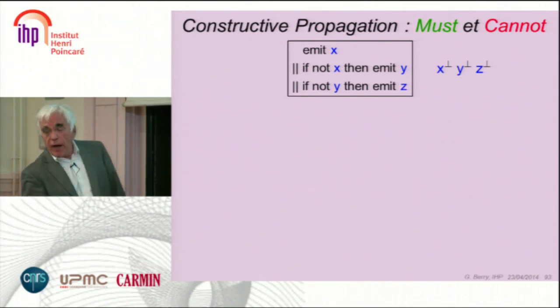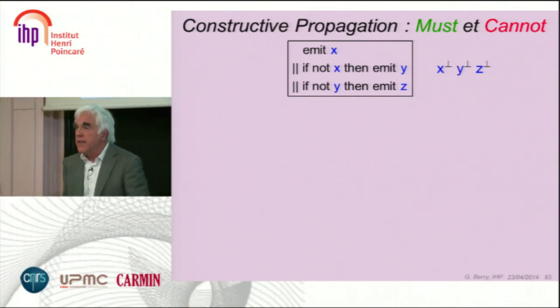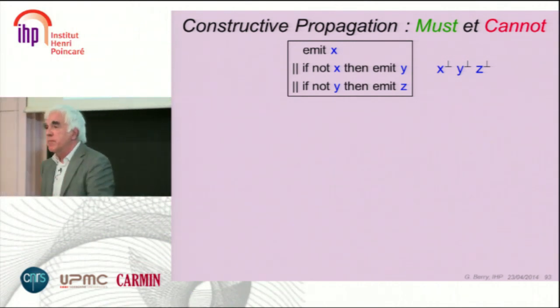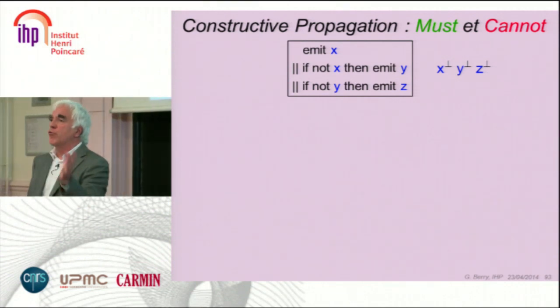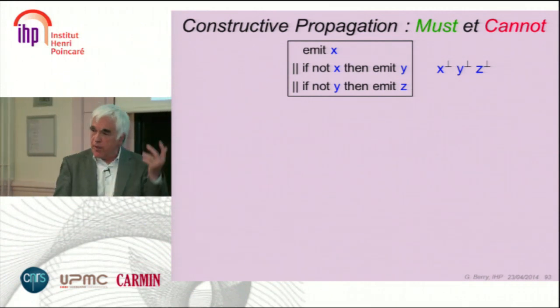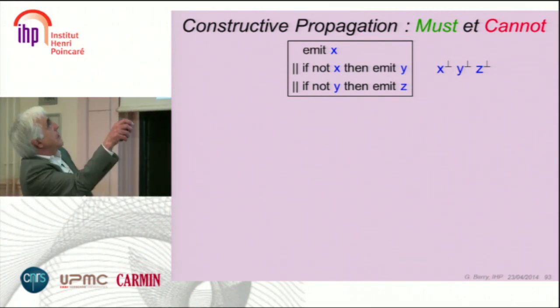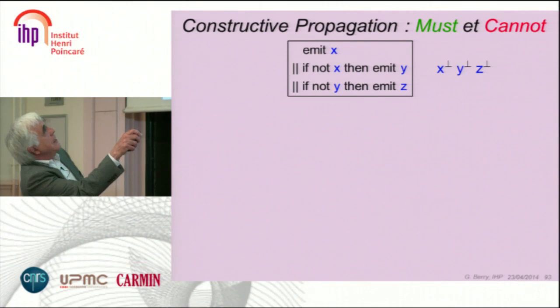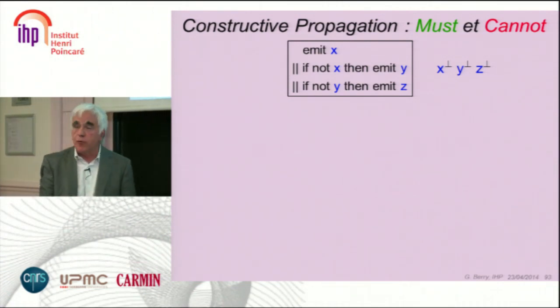Okay, so how do we do? How do we chain? What is the chain rule? Basically, when we have an explicit test and a symmetry between true and false, what becomes the chain rule? So here you have, for example, emit x. If not x, then emit y. If not y, then emit z. So how do we compute that?